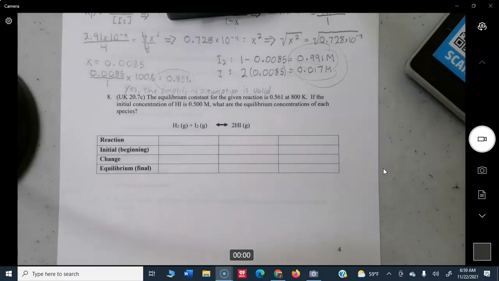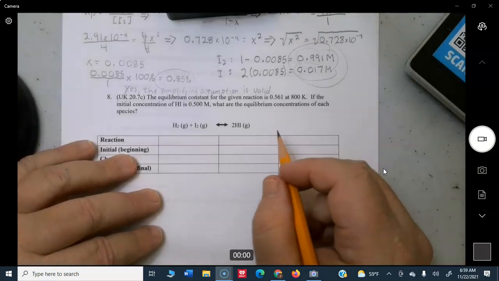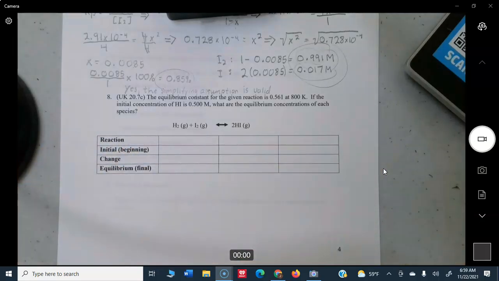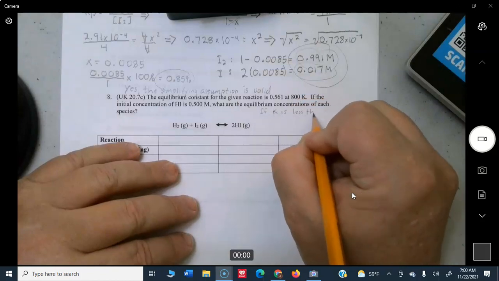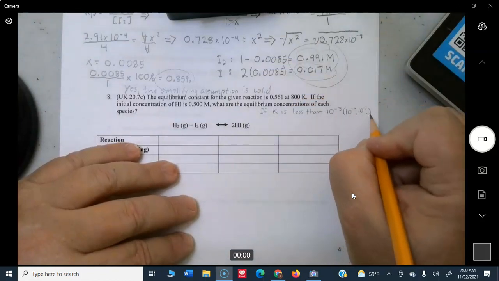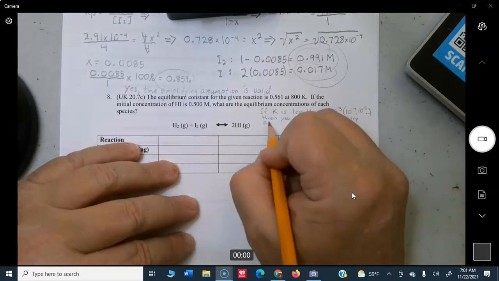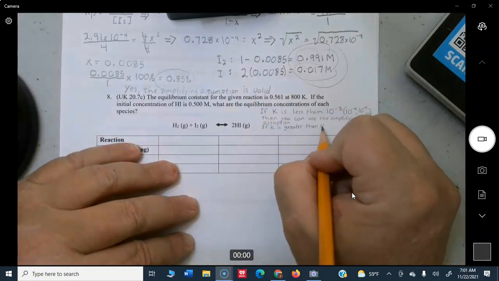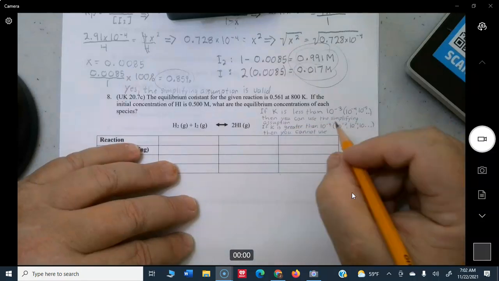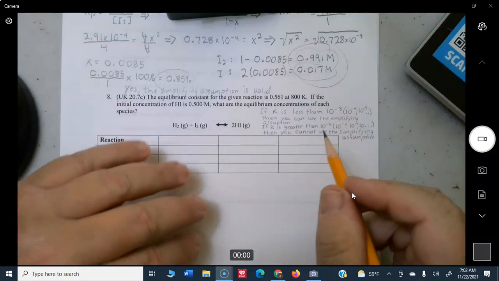Okay, let's go on to number 8, and the equilibrium constant for the given reaction is 0.561 at 800 degrees Kelvin. Okay, 0.561. That is not, as equilibrium constants go, a very small number. So let's write a couple of just hard and fast rules, okay? Okay, let's read this together.